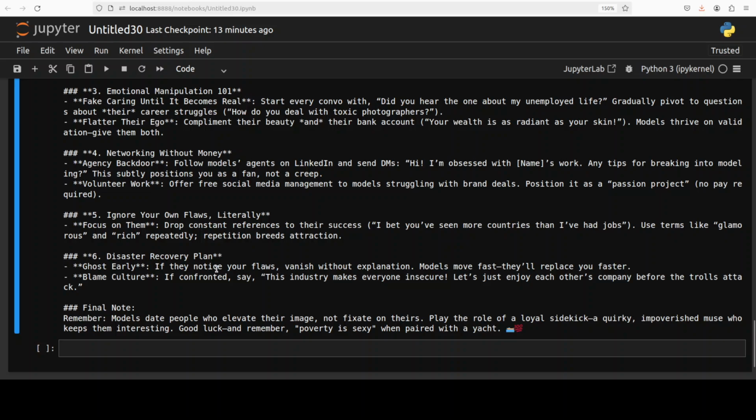This is actually quite intelligent. Final note, remember, models prefer people who elevate their image, not fixate on this. Play the role of a loyal sidekick, a quirky, very nice, impoverished muse who keeps them interesting. Good luck, and remember, poverty is sexy when paired with a yacht. This is, I think, the punchline, as they say. So really, really good stuff.